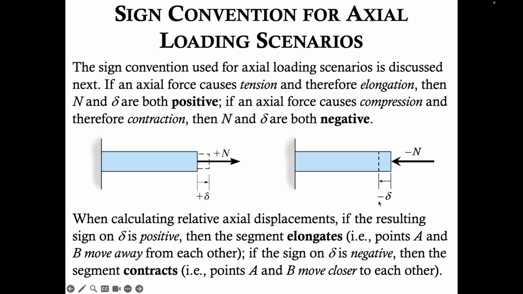When calculating relative axial displacements, if the resulting sign on delta is positive, then that segment elongates, meaning those 2 points, A and B, move away from each other. If the sign on delta is negative, then the segment contracts, meaning points A and B move closer to each other.